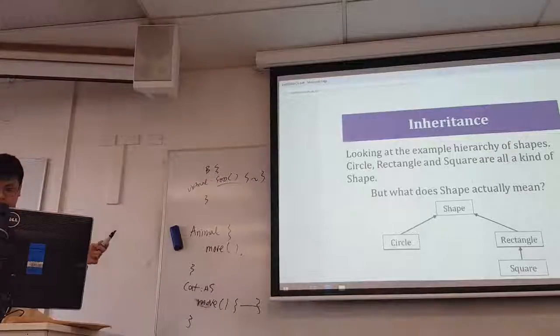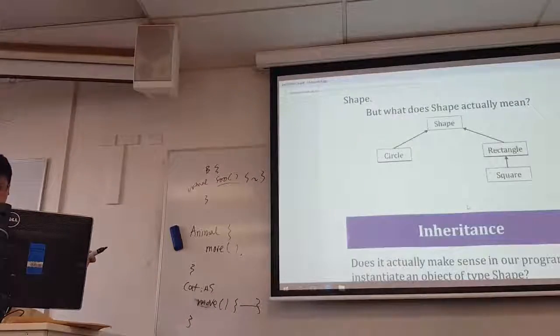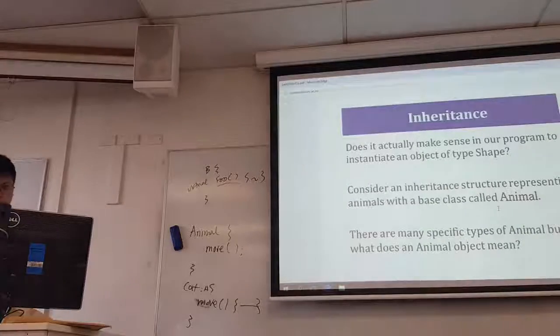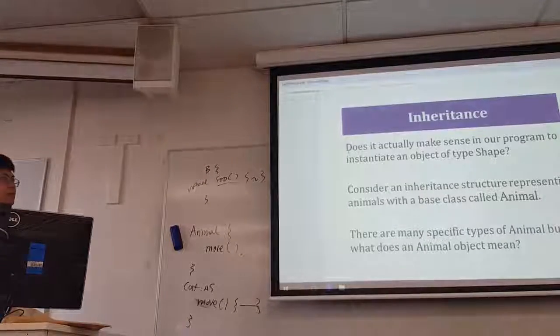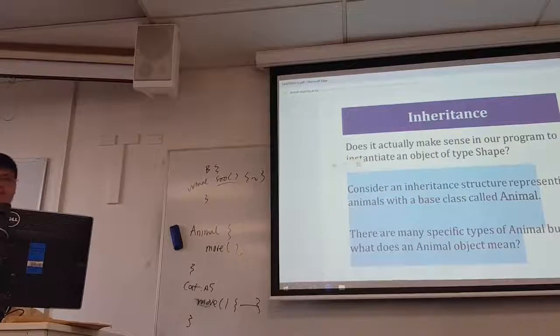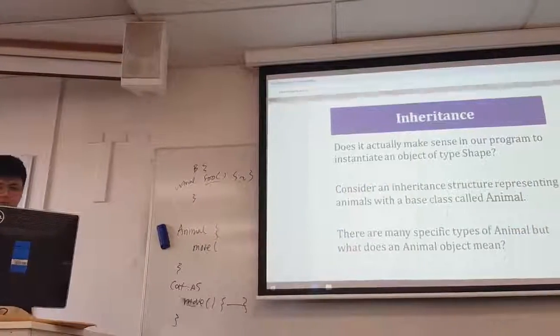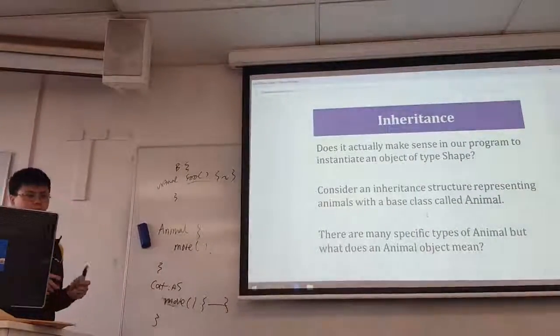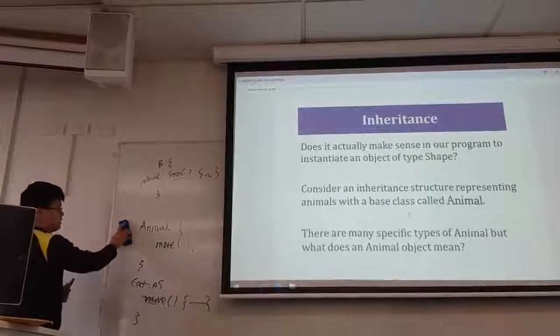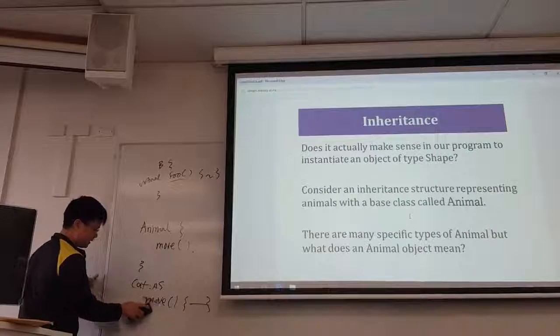So I use a shape and circle. This is about whether it makes sense semantically to have an instance of a base class. Not all classes can be thought of as a semantical object. So this is just an example to make it clearer.